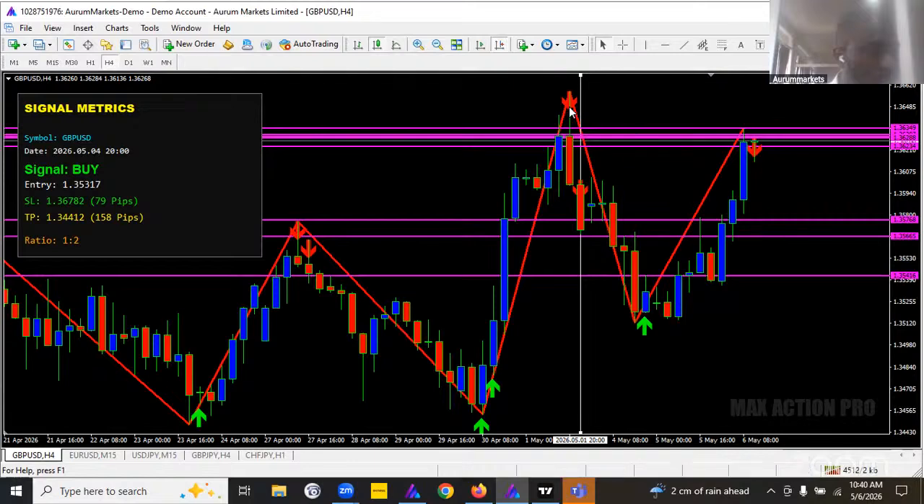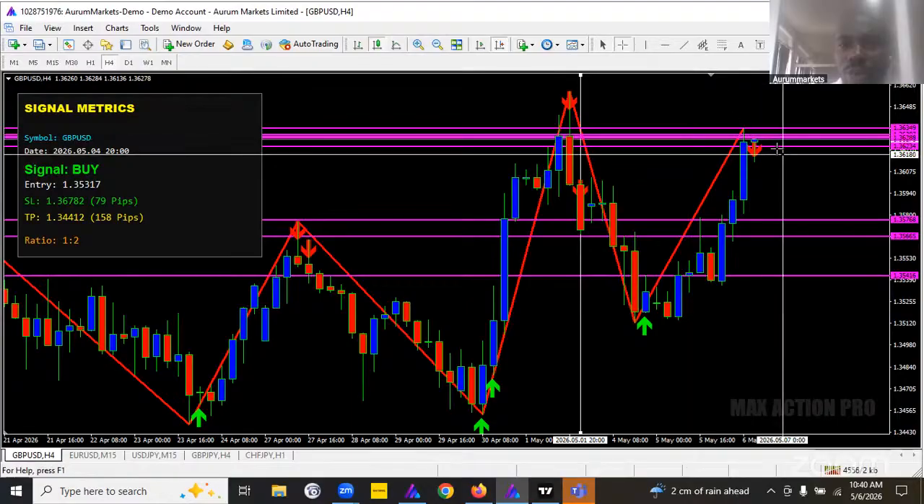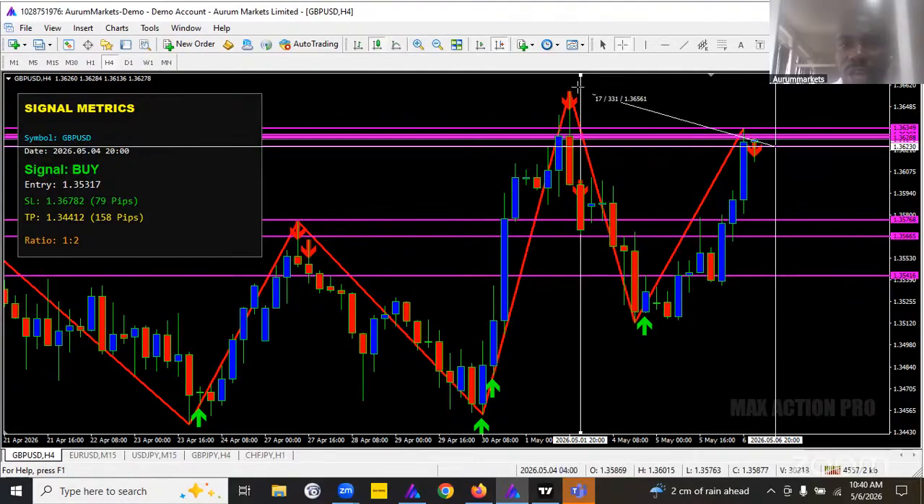Price is currently at a premium area, so waiting for an opportunity to sell. If the current 4-hour candle closes bearish, I'm going to sell. My stop loss will be at this high. The only thing that will make price break this high will be NFP. So technically, GBP USD should sell.